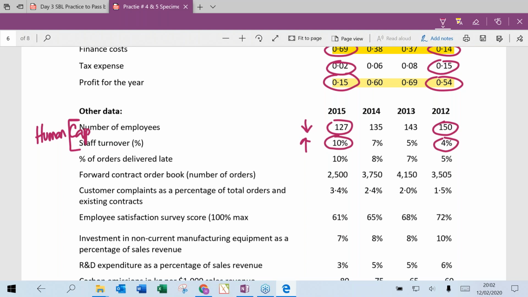Number of orders delivered late. Again, this has gone up. Number of orders delivered late. I don't know. This is customers. Will this affect our customers? Number of orders delivered late. It might affect our customers. So customers goes under which capital?